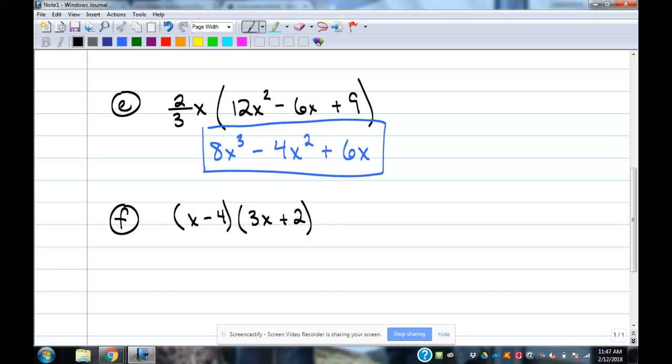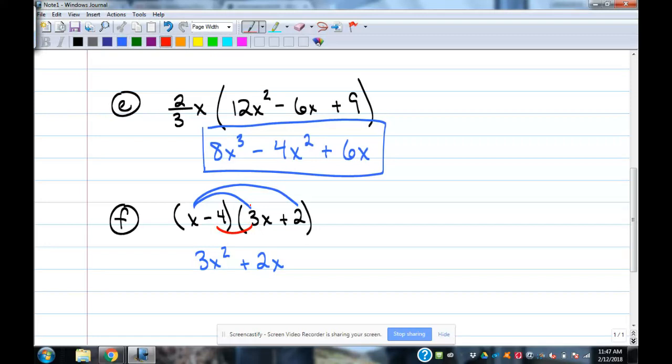So if I multiply x times 3x, what's that going to be? 3x squared. And then I'm going to go ahead and distribute x times 2. Plus or minus? Plus, because it's positive, so we plus 2x. Okay, that gets us the first term distributed. Let's go ahead and distribute the second term.